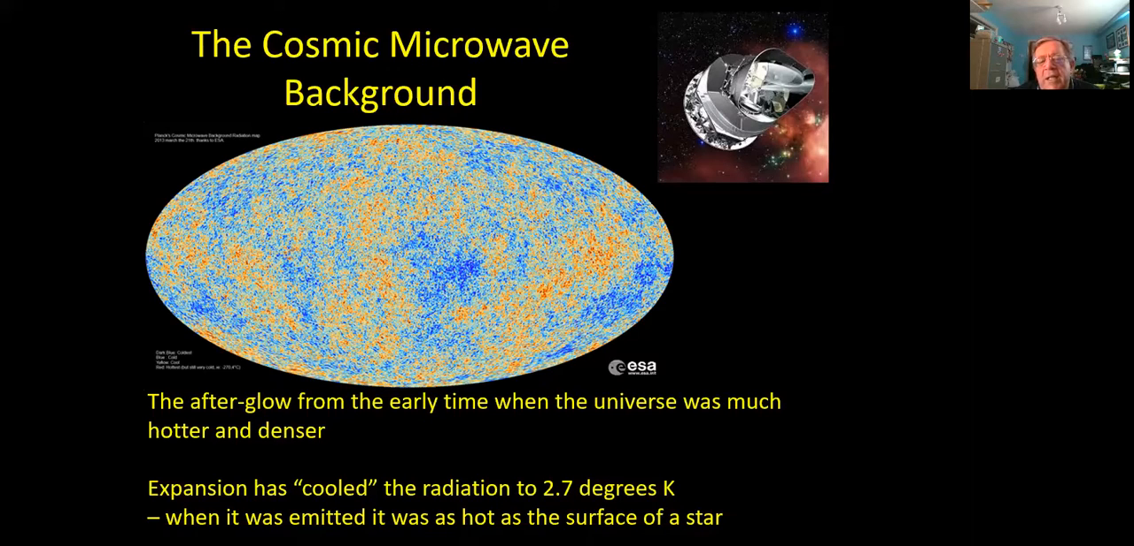But the time since and the expansion of the universe since has cooled that radiation by a factor of around 1,000 or 2,000 from its original wavelength, stretching it out and making it so that the wavelengths are no longer in the red part of the visible spectrum, but are down in the microwave region and with an equivalent temperature of just 2.7 degrees Kelvin.